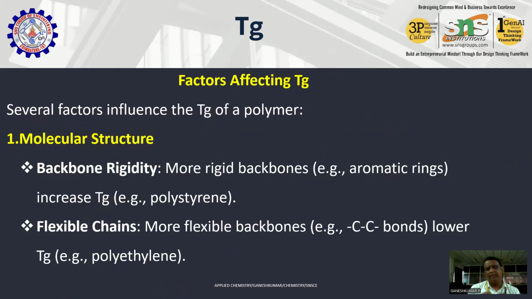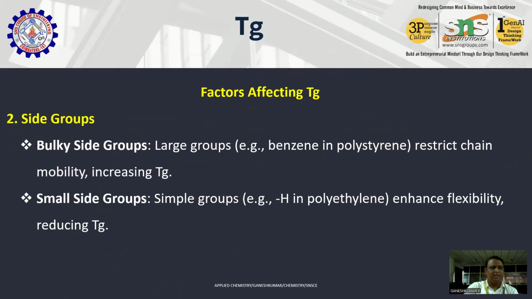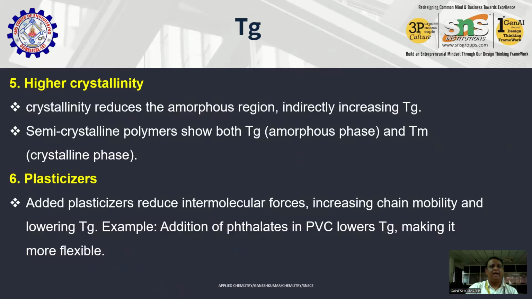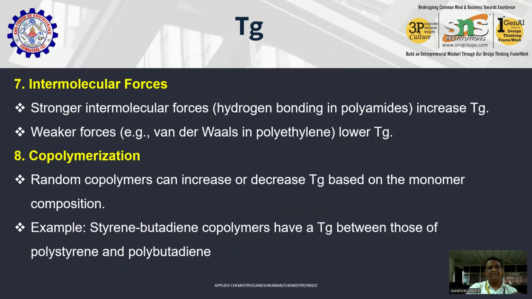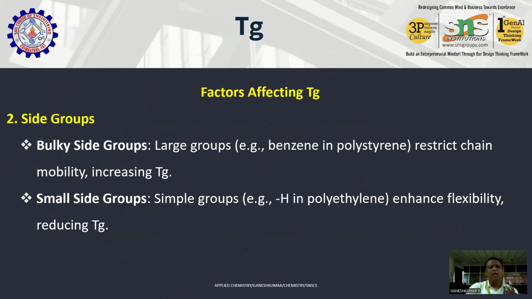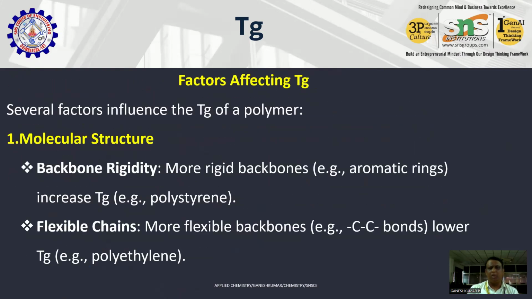Now we can discuss the factors affecting TG. There are several: the molecular structure of the polymer, side groups or any additional groups present, molecular weight, since high molecular weight behaves differently than low molecular weight, additional cross linking, high crystallinity, plasticizers and intermolecular forces, etc. First we discuss molecular structure.